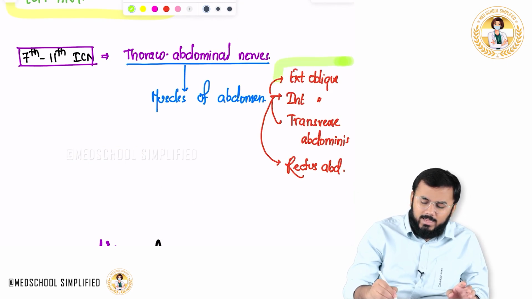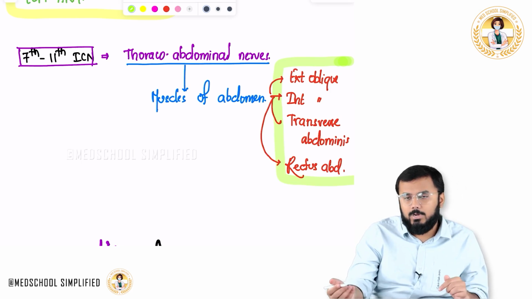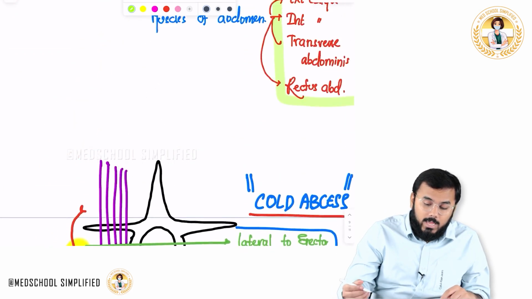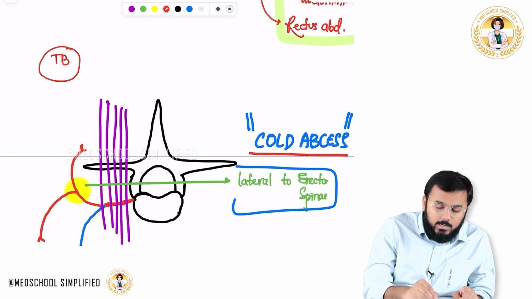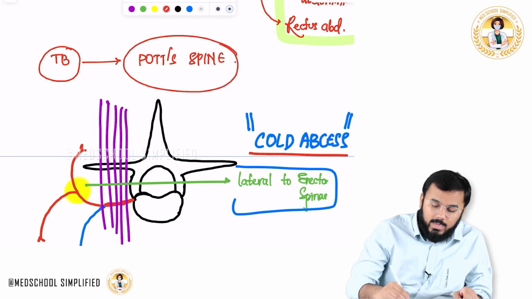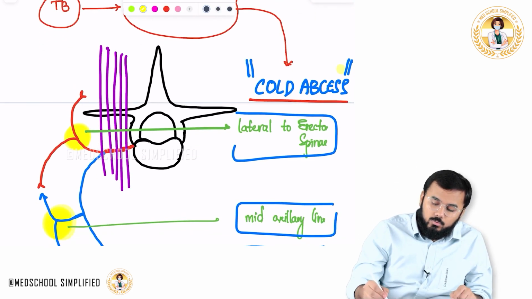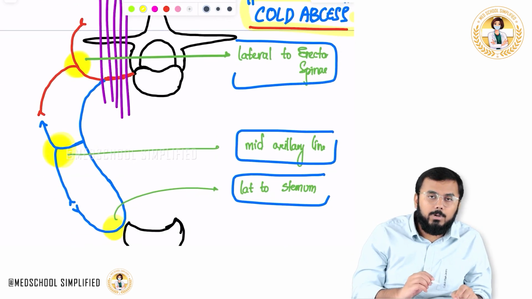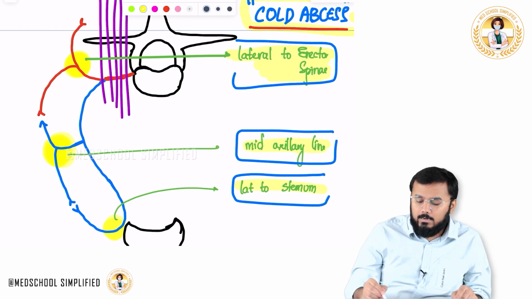It is not important to remember these muscles, just know that the thoracoabdominal nerves supply the muscles of the abdomen, right? Cold abscesses, where are these cold abscesses seen? Mainly in case of TB. In case of TB, the patient will have pot spine. Pot spine in the sense, TB of the vertebra is called pot spine. In that case, the cold abscesses are formed. These cold abscesses are formed in three particular locations: lateral to the erector spinae, the mid-axillary line, and lateral to the sternum.